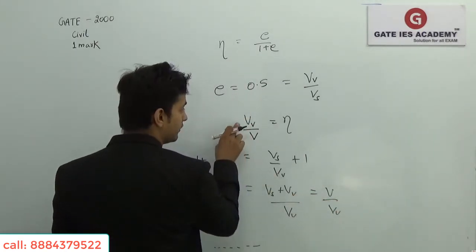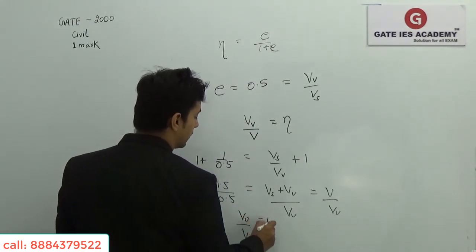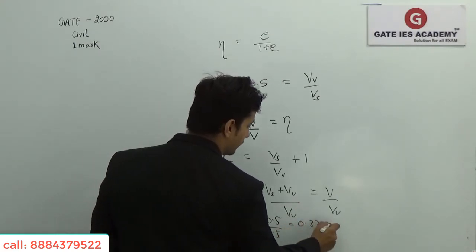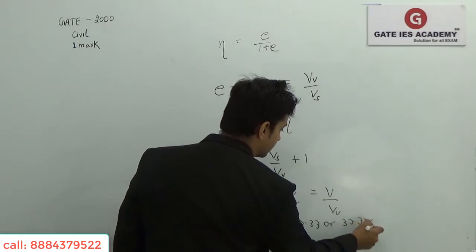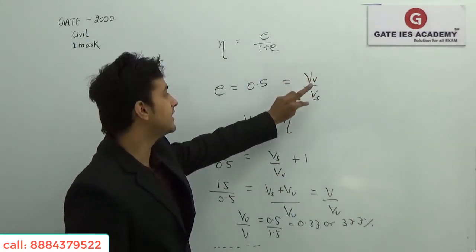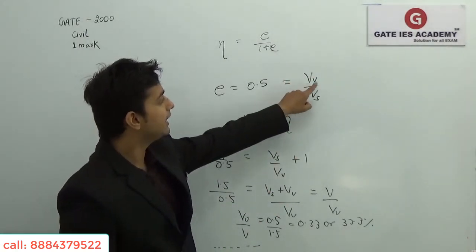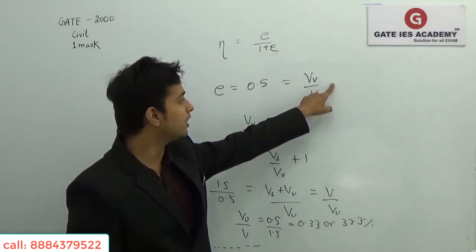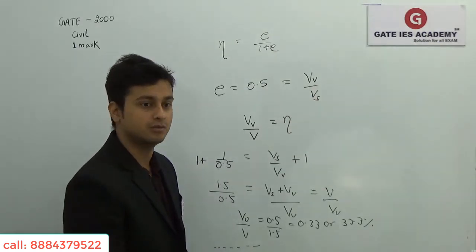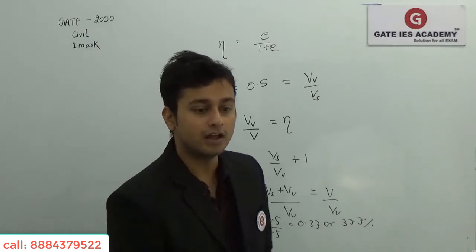We want Vv by V. So Vv by V will be equal to 0.5 upon 1.5, that is equal to 0.33, or we can say 33.33%. Why did I need the reciprocal? Because if I add 1 directly, I'll get V upon Vs, but we will not be able to eliminate the Vs term. So we have to use our simple brains and we can easily calculate the values.